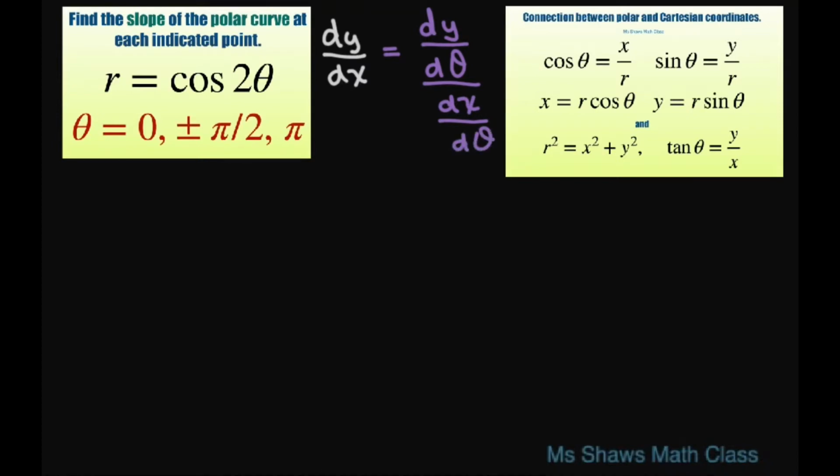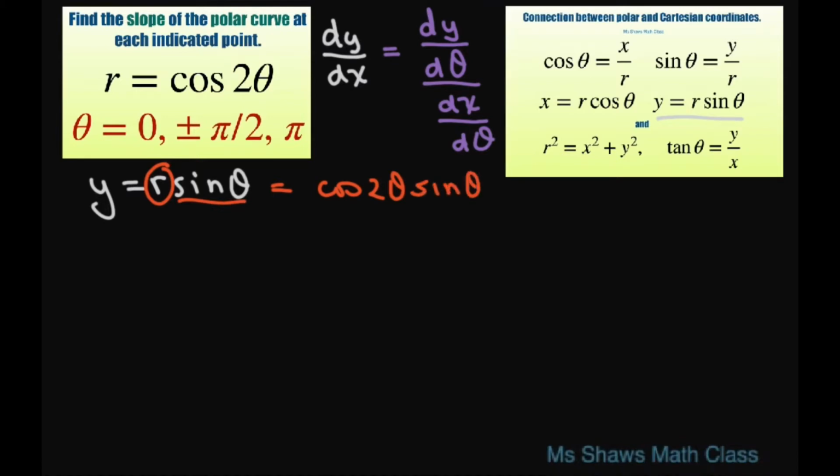So what you're going to do is look at your y. Our y equals r sine of theta. For that, we're going to substitute in our r, and this is going to equal cosine of 2 theta times sine of theta. Now let's differentiate our y with respect to theta. So we're doing the numerator part.